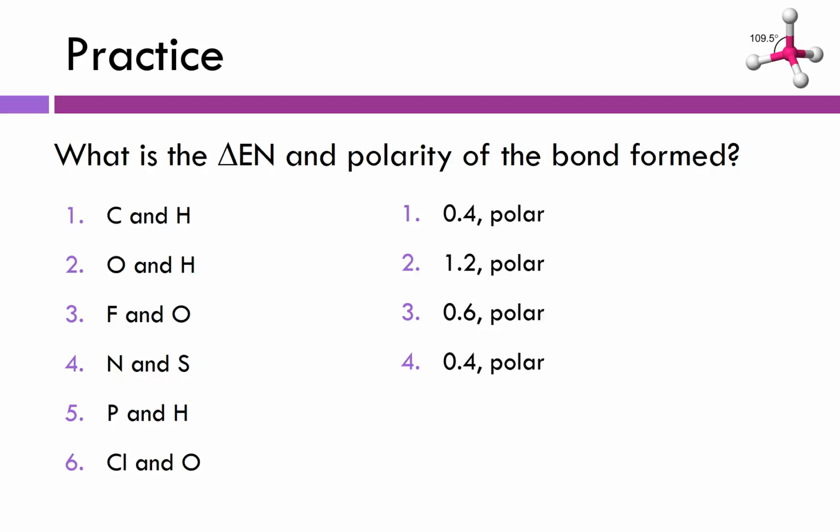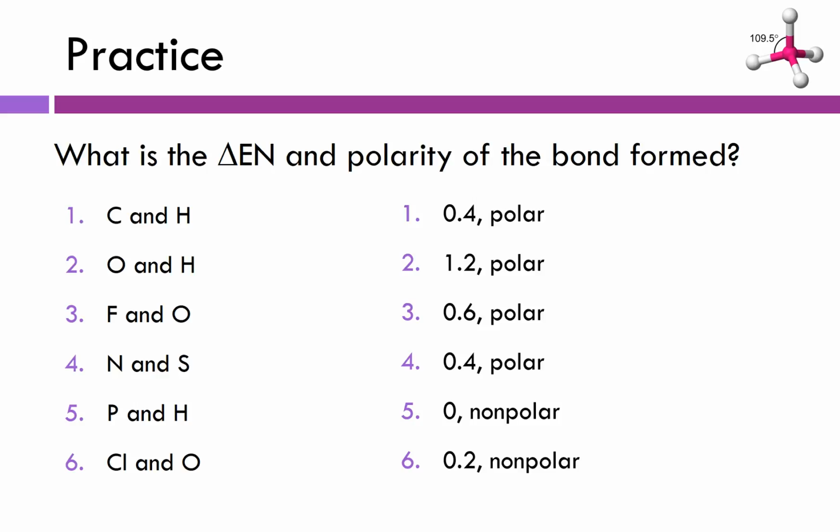Between nitrogen and sulfur, it's the 0.4 difference between electronegativities, so polar again. For phosphorus and hydrogen, you end up with no difference in electronegativity. It's nonpolar. And for chlorine, a small difference at 0.2, making it nonpolar.